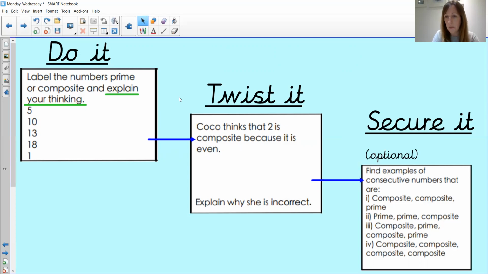So find examples of consecutive numbers. Now, consecutive numbers are numbers that come after each other. So 1, 2, 3, 17, 18, 19. So you've got to find consecutive numbers that are composite, composite, prime, prime, prime, composite, and there's a few more for you to have a think about as well. So that's there if you want to carry on with some more maths work.